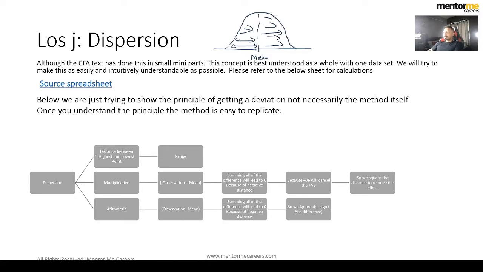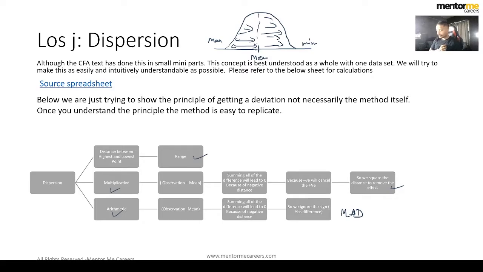The easiest method is to just find the difference between the maximum and the minimum values, and that is called the range. But that does not really give us much more information, because all it says is the difference between the maximum value and the minimum value. If we use the multiplicative method, we are looking at standard deviation. If we use the arithmetic method, we are looking at mean absolute deviation. You will get the idea once you actually calculate this.